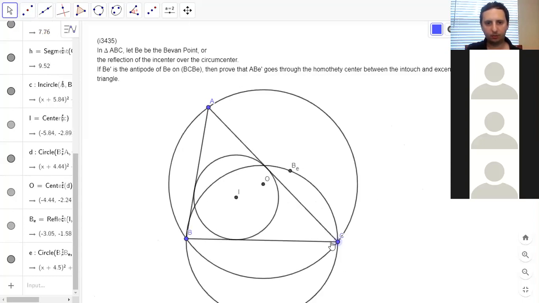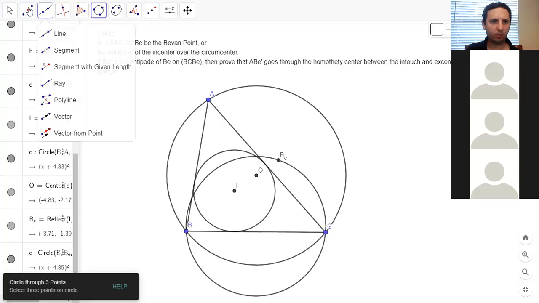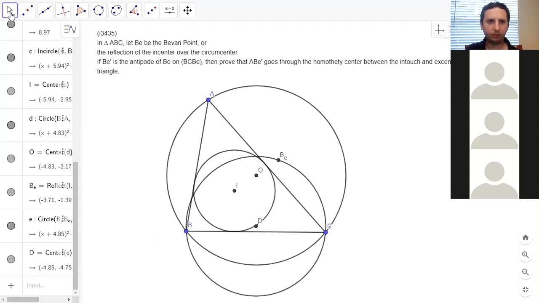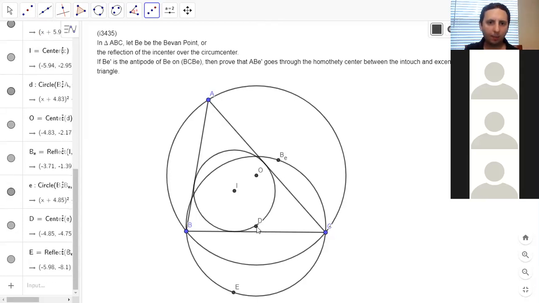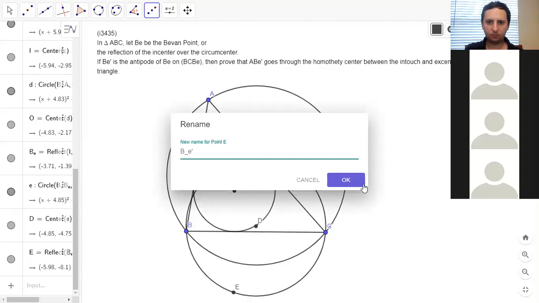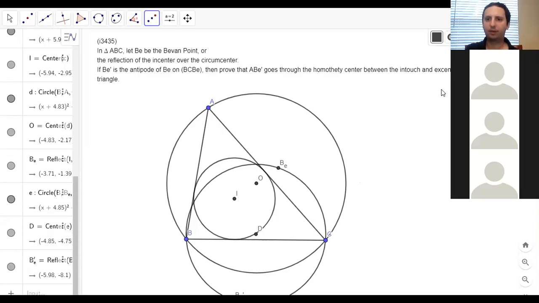Okay, so we want to draw the antipode of BE. So let's draw the center of the circle and reflect BE about it. Almost looks like that lies on the circle, but hold on. So this is BE prime. And we want to show that A BE prime goes through the homothety center between the intouch and excentral triangle. Okay. So, yeah. Let me draw the excentral triangle.